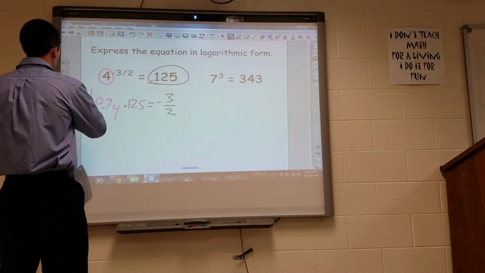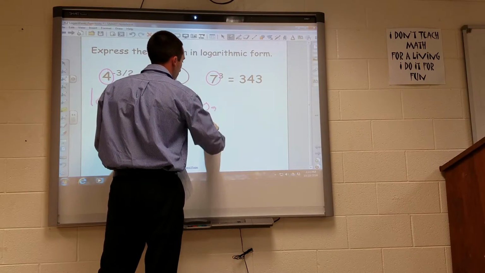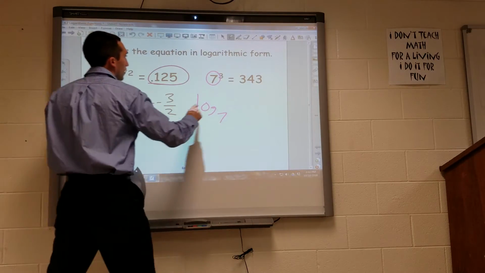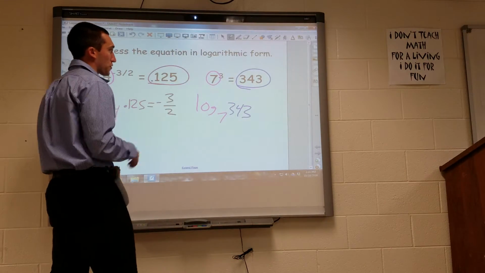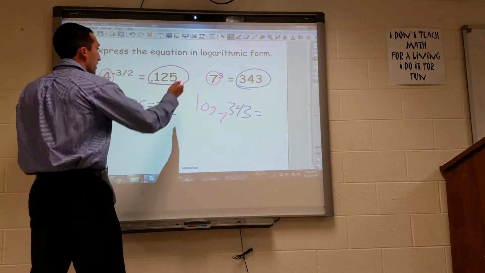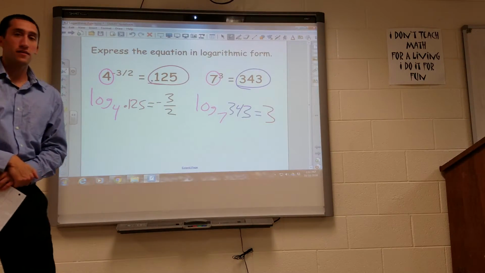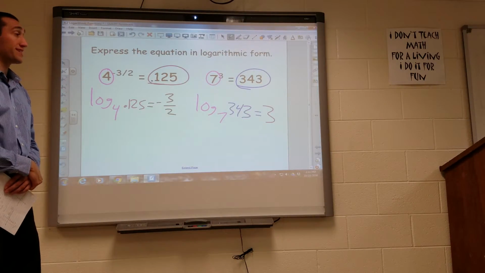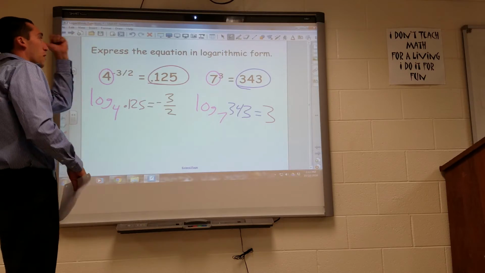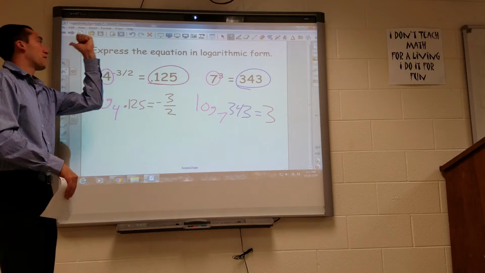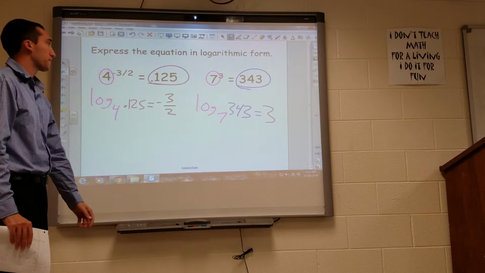So now, same thing over here. 7 is my base. 343 is my x, right? That's the part of my logarithm. And then the exponent 3 is what my function is equal to. So real basic, just rewriting from exponential to logarithmic, and then from logarithmic to exponential, and then from exponential to logarithmic.